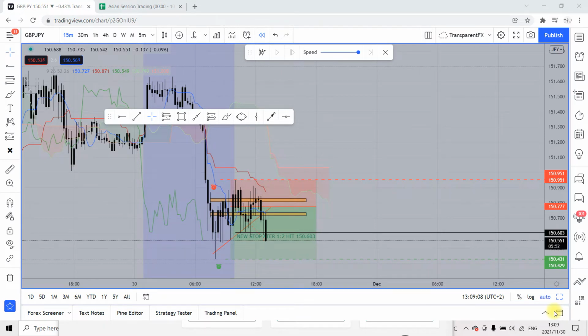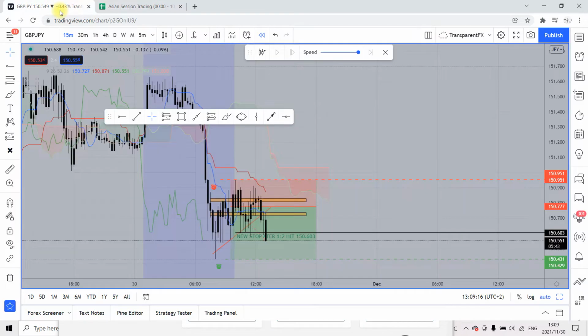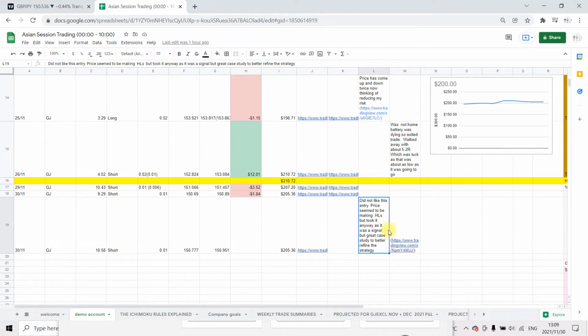This was a trade that I took today, on the 30th of November. Let's quickly take a look at my little trading journal here. At 10:58, I took this trade. It's currently 109. And you'll see here, I did not like this entry. Price seemed to be making higher lows, but I took it anyway as it was a signal. But it's a great case study to better refine the strategy.